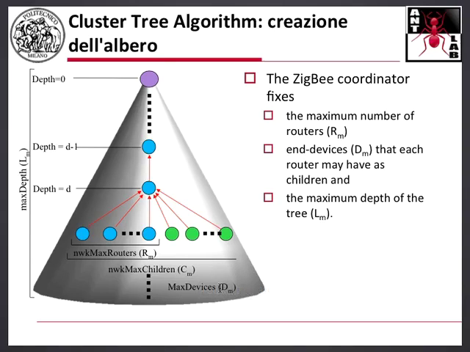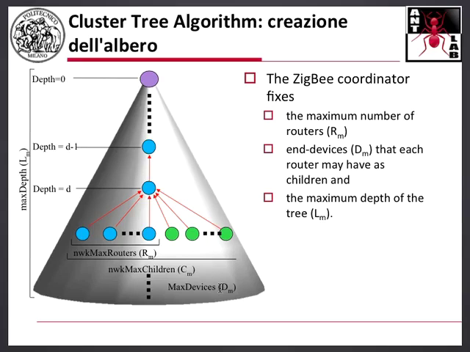So let's define some names which are used to define the address assignment in the tree. Any ZigBee topology is characterized by three parameters. The first one is Rm, which is basically the maximum number of routers at any layer of the tree. So any layer of the tree cannot have more than Rm routers, meaning any layer cannot have more than Rm devices which can relay information.